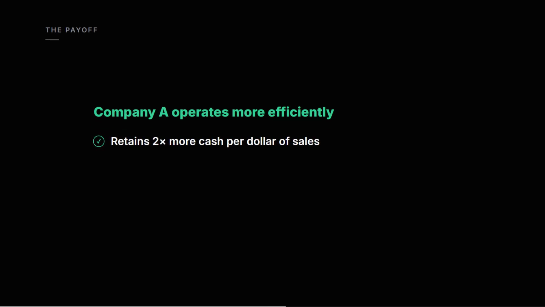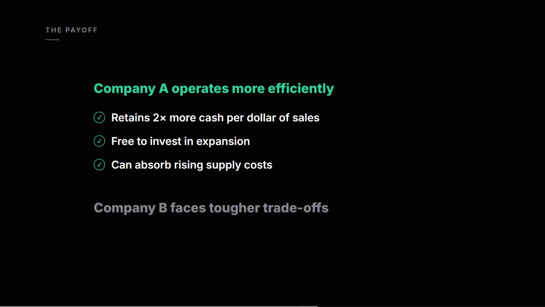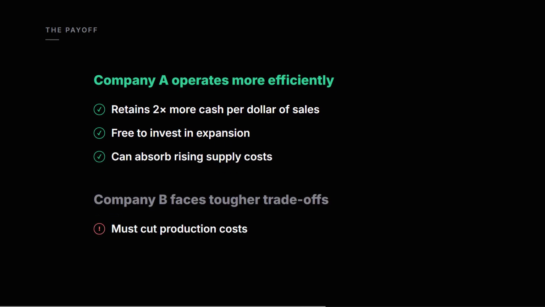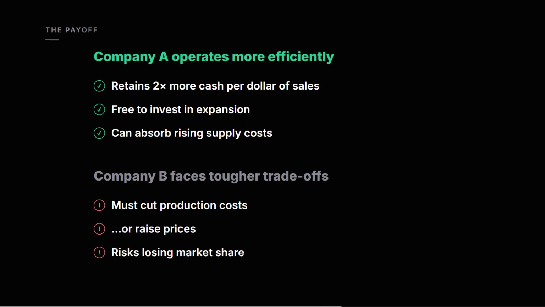It retains twice as much money per dollar of sales, giving it the financial flexibility to invest in expansion or absorb rising supply costs. Company B, on the other hand, must either reduce production costs or raise prices, risking lost market share if customers walk away.